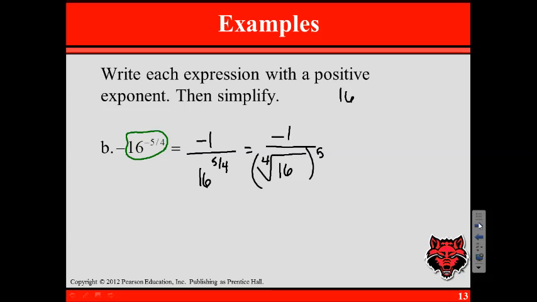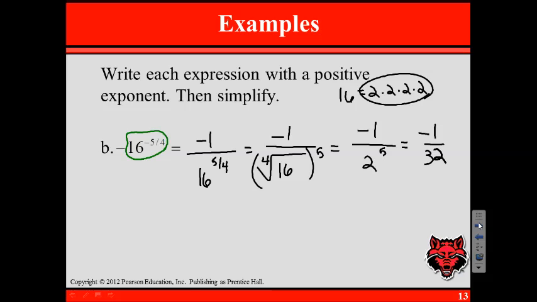So we can take the prime factorization of 16: 2 times 2 times 2 times 2. The index indicates that we need 4 identical factors, and that's exactly what we have. So the 4th root of 16 is just 2, negative 1 over 2 to the 5th. And if you work out 2 to the 5th, you will get 32. So the answer is negative 1 over 32.